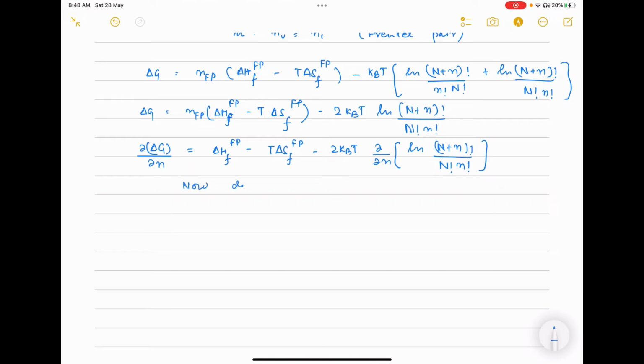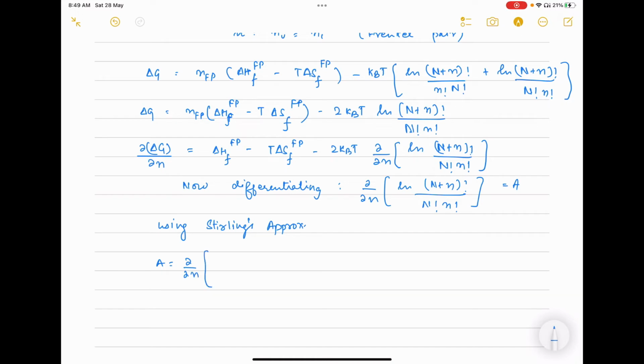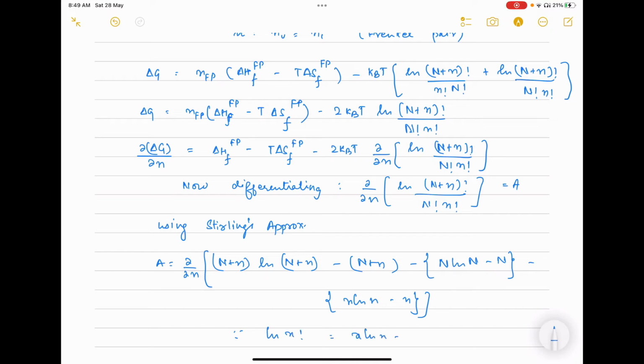Now differentiating this last term on the right, that is del by del n ln of N plus n factorial divided by N factorial. So using Stirling's approximation, let this be equal to capital A. So using Stirling's approximation, we can write A is equal to del by del n. So this is N plus n into ln N plus n minus N plus n minus n ln n minus n minus N ln N minus N. Since as per Stirling's approximation, ln of x factorial is x ln x minus x.